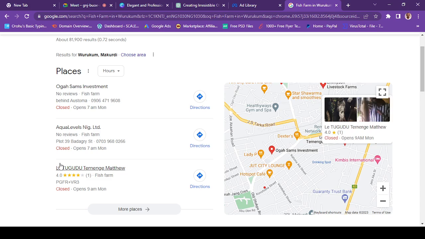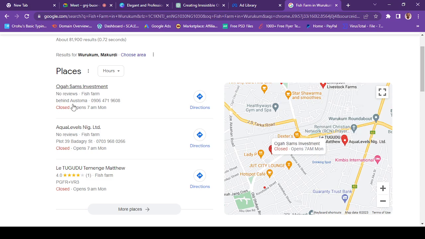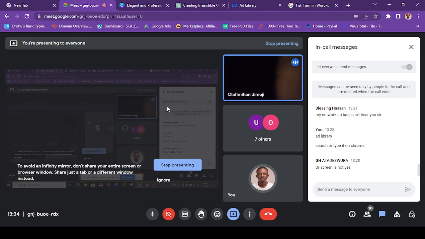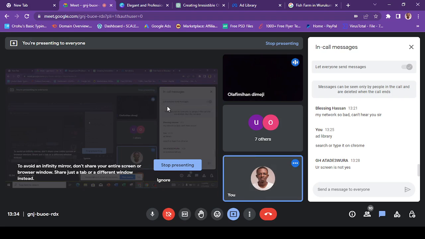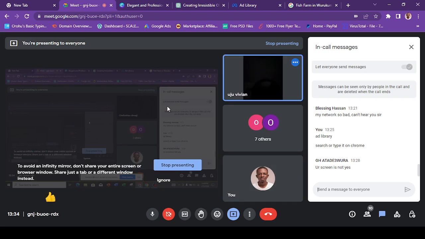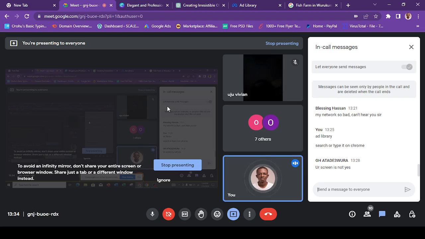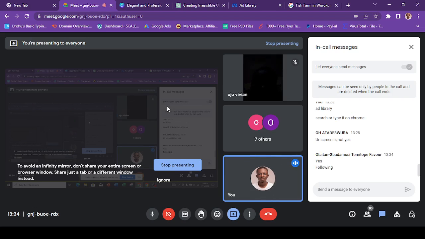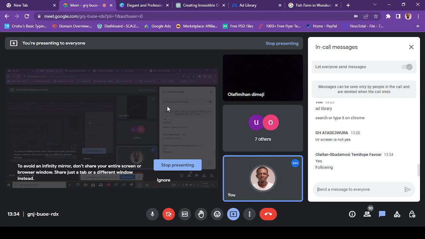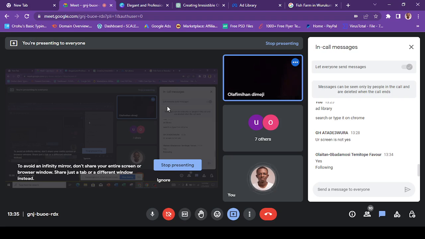Now, if I don't come to Google My Business to search for such a business, I will not know that these people have a similar business or the same kind of business with me in my location. Is anyone following? Yes, sir. So researching on Google My Business is going to give me an idea of what people are doing in my location.